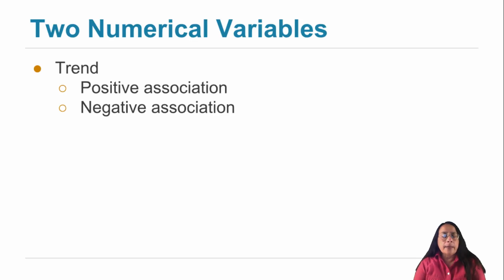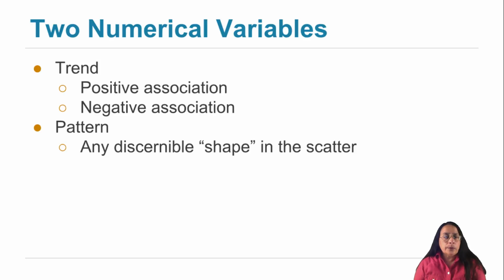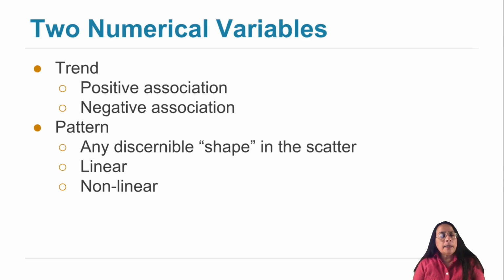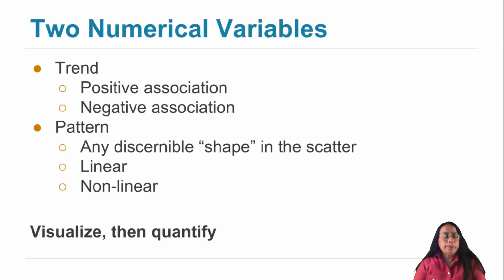Now, not all scatter diagrams have to show a clear positive or negative association. Some might be wavy. They might show some kind of pattern and not necessarily always go up or always go down. A pattern is any discernible shape in the scatter diagram. The pattern may be linear or it may be nonlinear. You've seen many scatter plots and you know that the shapes can be quite different. So we'll start out first by looking at shapes of scatter plots, and then we will try to quantify some of what we see. Visualize, then quantify. That's the motto of our course.